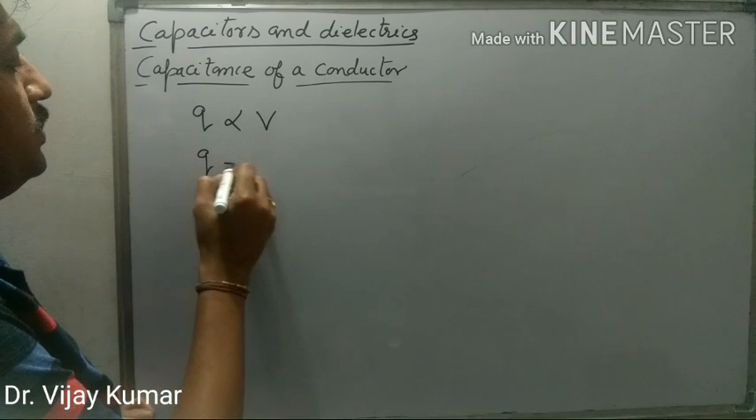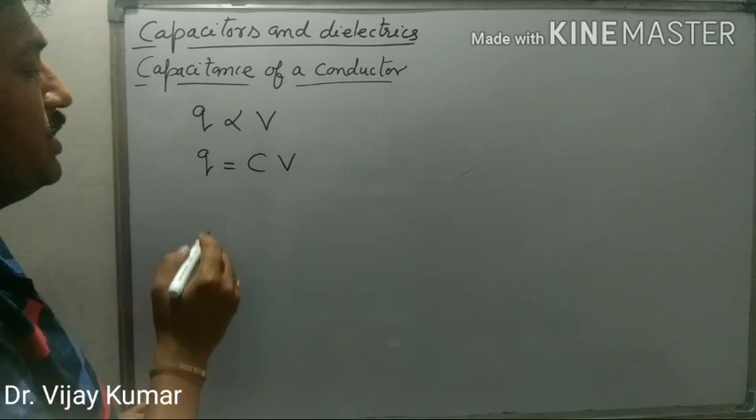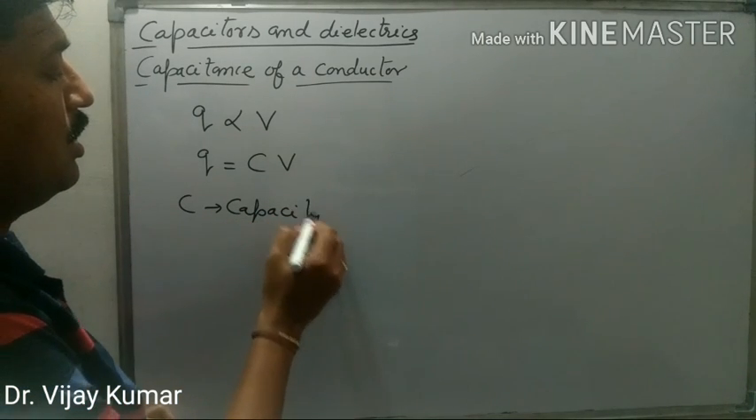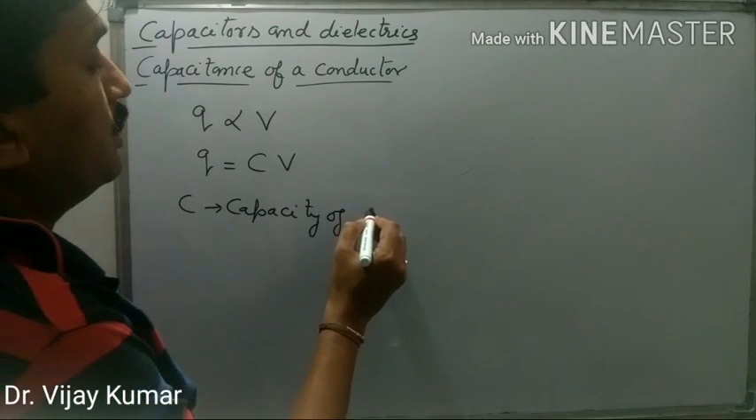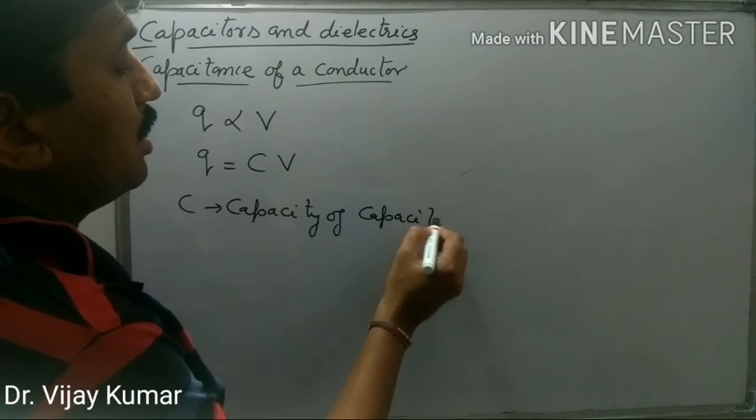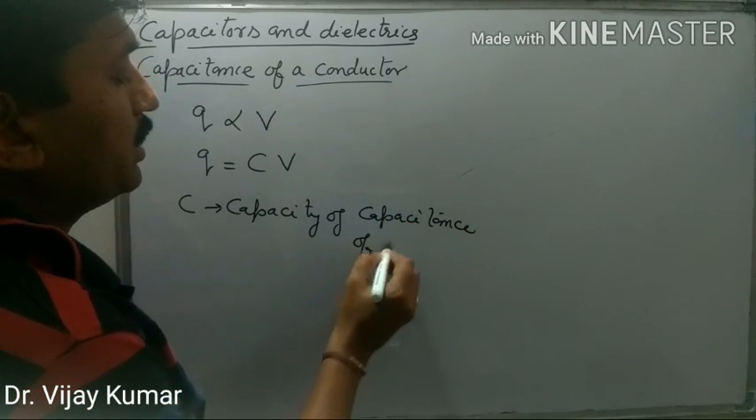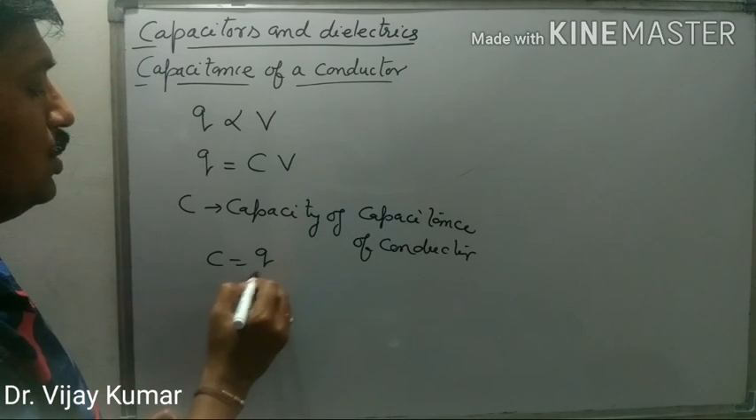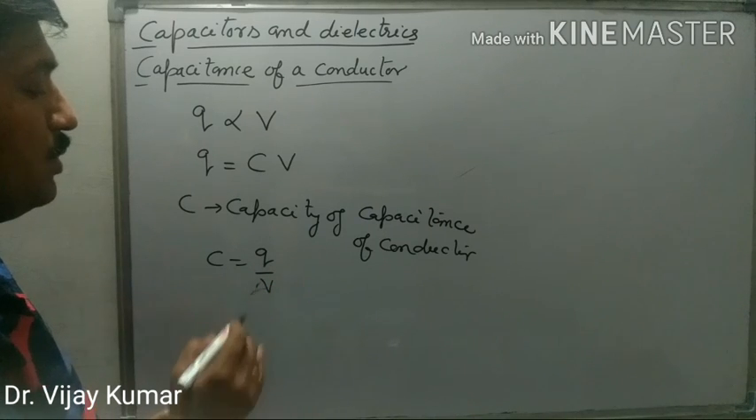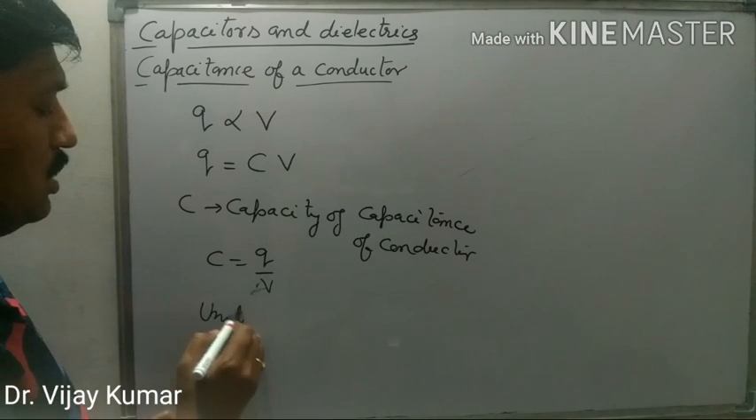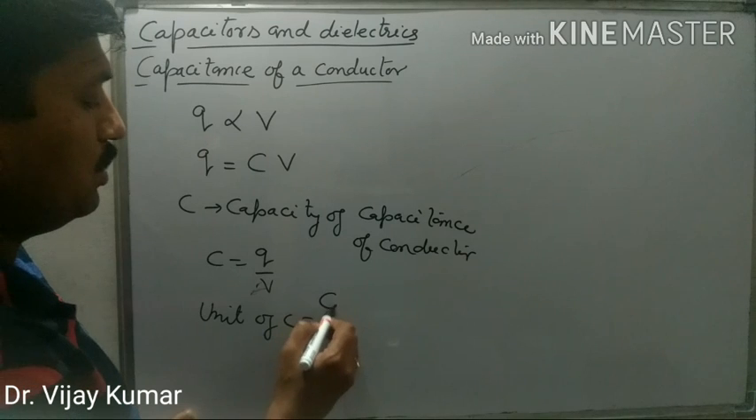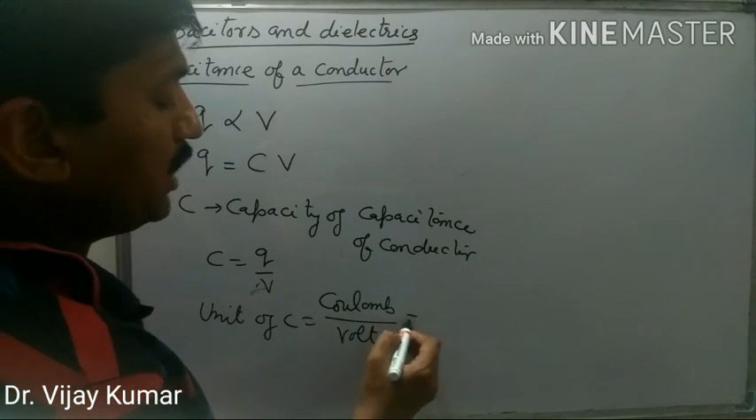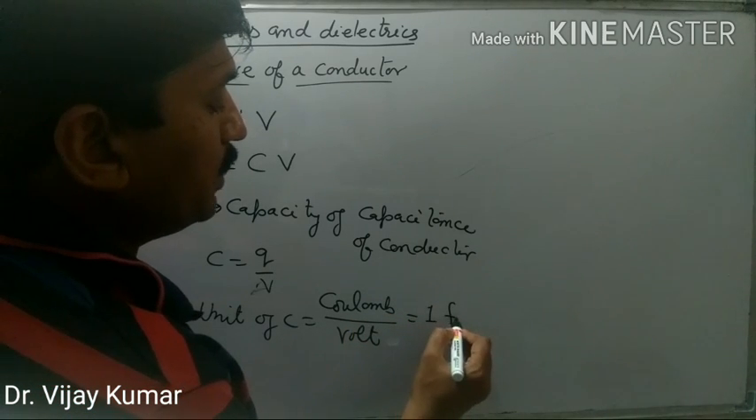And there should be a constant that is represented by C, and C is known as capacity or capacitance of the conductor, and it should be C equal to Q upon V, and the unit of C should be coulomb per volt, and 1 coulomb per volt is known as 1 farad.